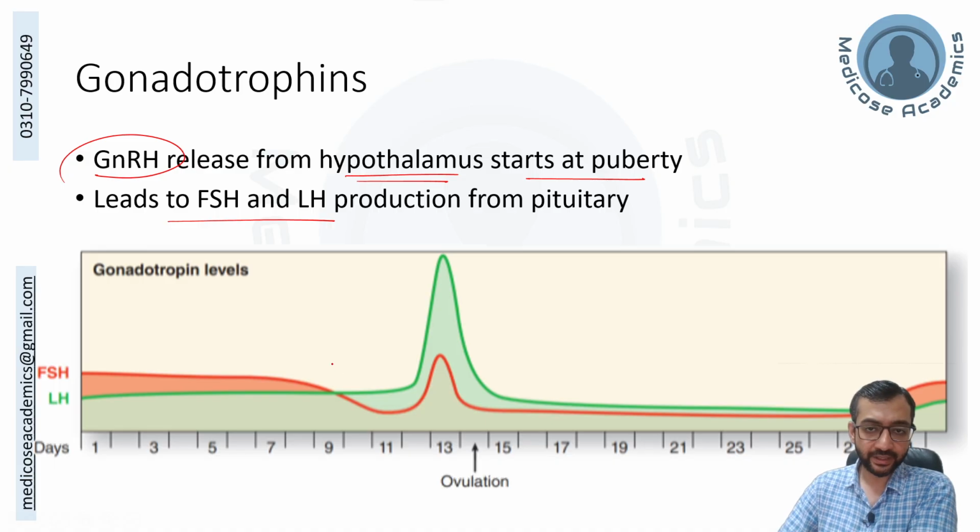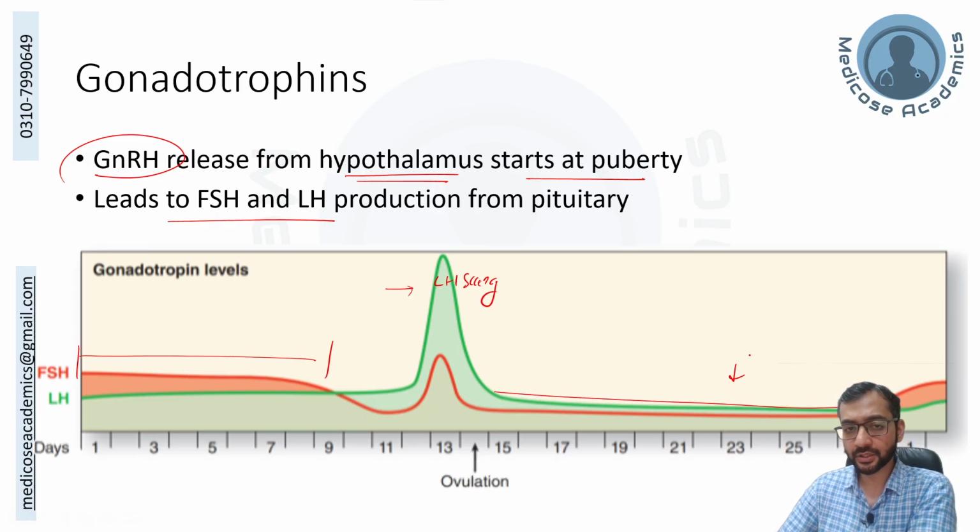And this maintains from this to this. FSH maintains the follicular phase. Then there is the LH surge, and that produces ovulation. And then there is a relatively higher level of LH, continuously decreasing, but it maintains the corpus luteum as long as it lasts.